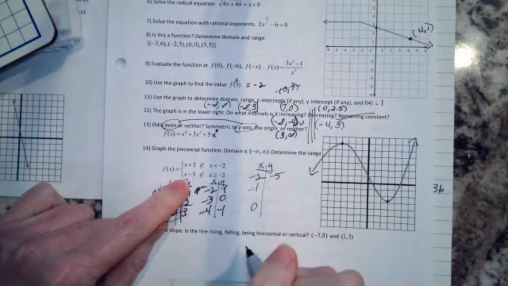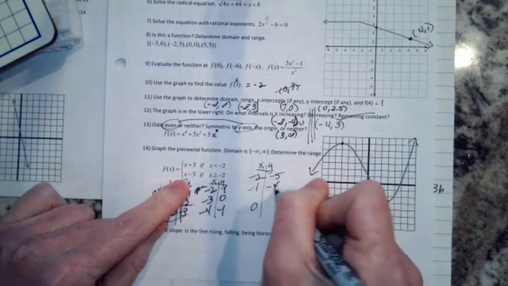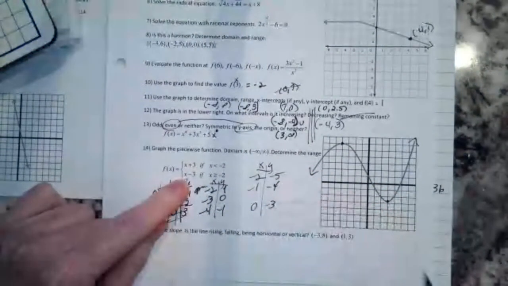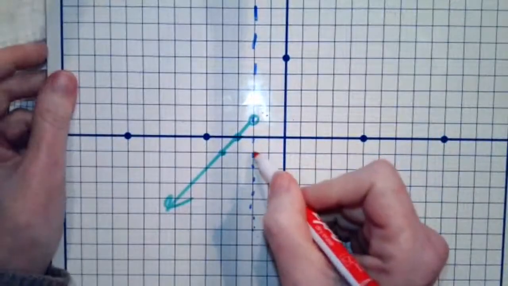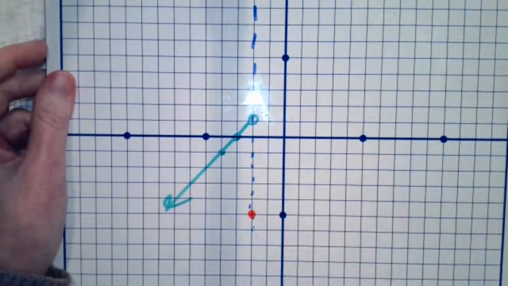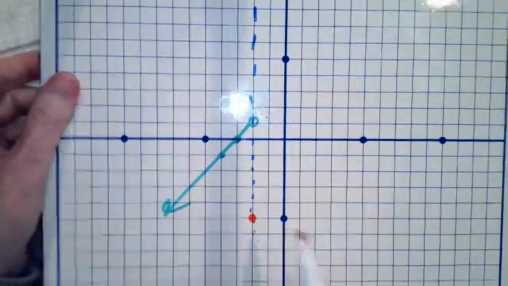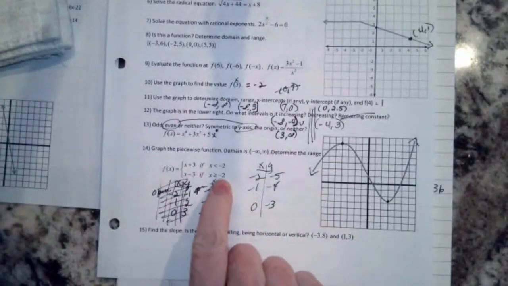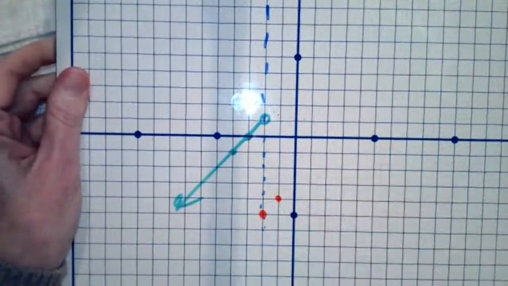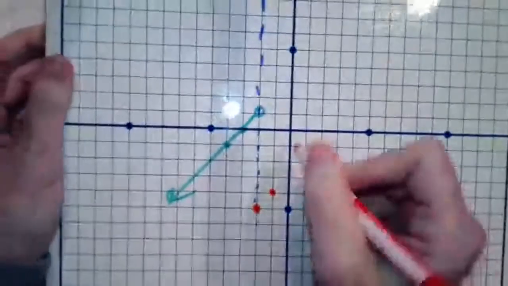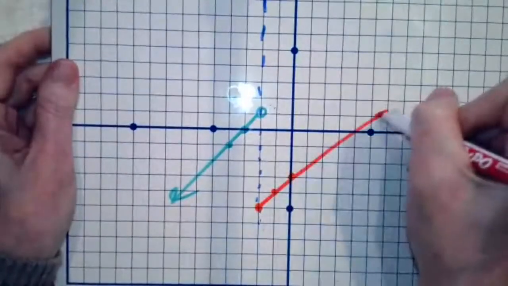-2 minus 3 is -5. -1 minus 3. And 0 minus 3. Let's go graph those little guys. So I've got -2, -5. -2, -5 is right here, and that'll be a filled in circle. That counts because -2 gets to play in this piece. Then -1, -4, right there. And then 0, -3, right there.